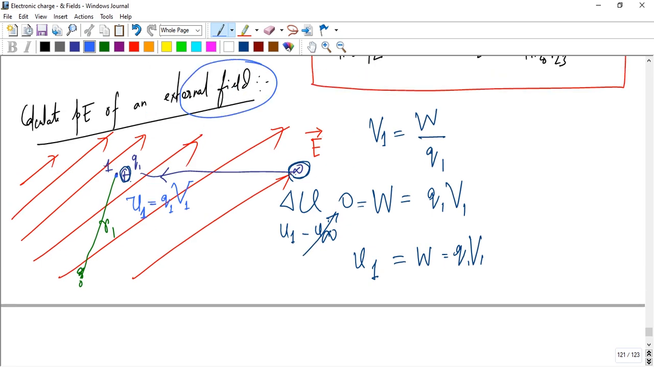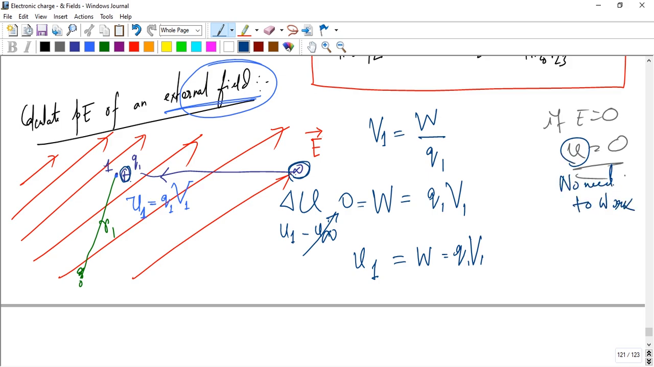That is the energy due to an external field. If the electric field is not here, if the electric field is 0, then U is equal to 0, because there is no work done in bringing a charge from infinity to that point.